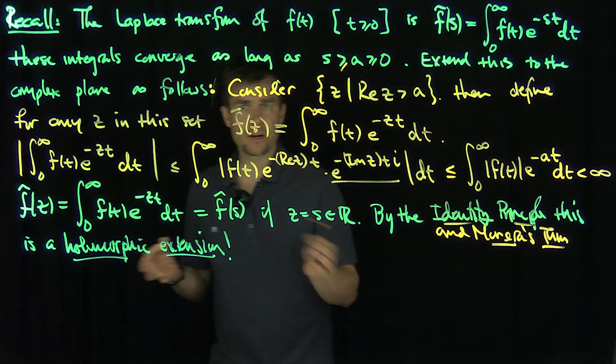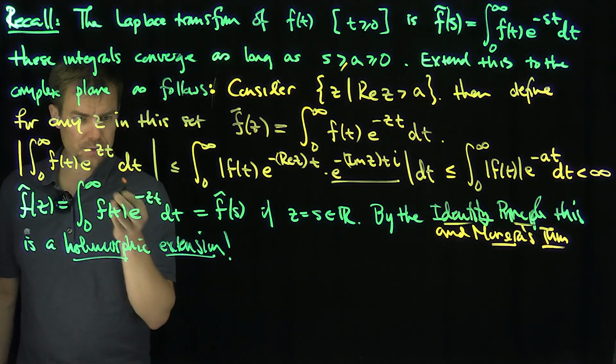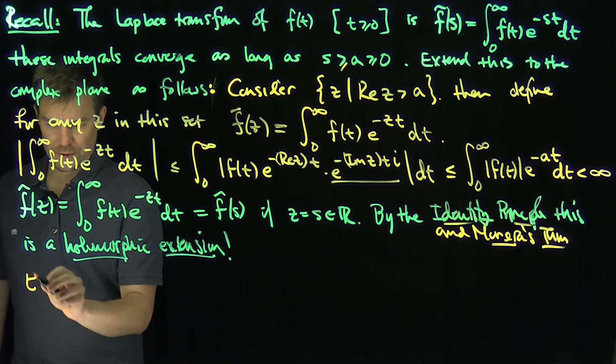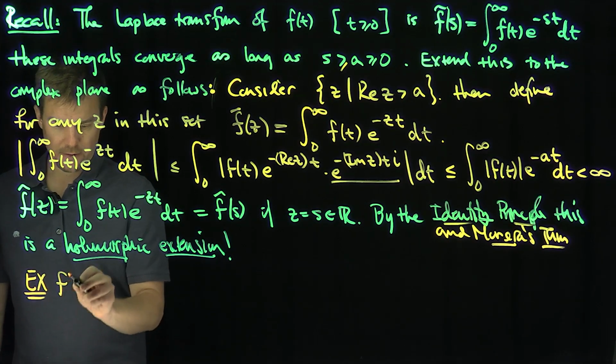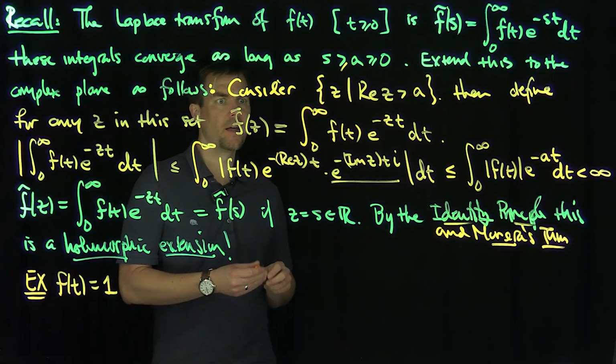Now of course the calculations work exactly the same, right? The calculations are identical actually. So if I was to do this problem over here, here's a classic example. If f of t is just equal to 1, then what will I do over here?